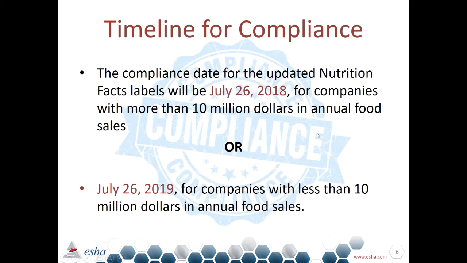The timeline for compliance, as always, we'd like to give a reminder. For those companies that make more than $10 million in annual food sales, you will have until July 26, 2018 to make the transition for all of your products. For those companies making less than $10 million in annual food sales, you will have 3 years, so July 26, 2019. People are certainly already getting moving on this process.